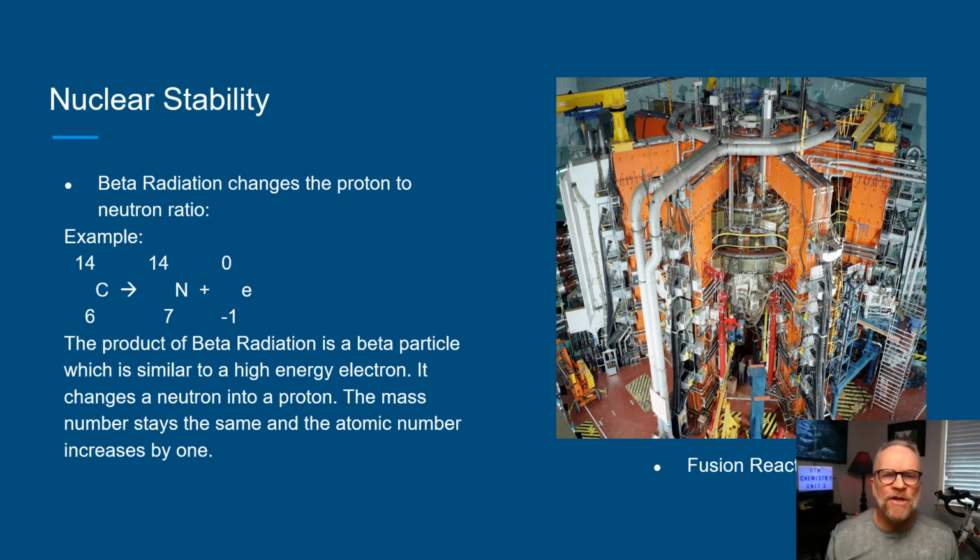Beta radiation changes the proton to neutron ratio. In our example here is carbon-14. We see that the mass number stays the same, but the atomic number goes up by 1, and we get this beta radiation particle, or a beta particle, which is similar to a high energy electron. The product of beta radiation is similar to a high energy electron. It changes a neutron to a proton. The mass number stays the same and the atomic number increases by 1.